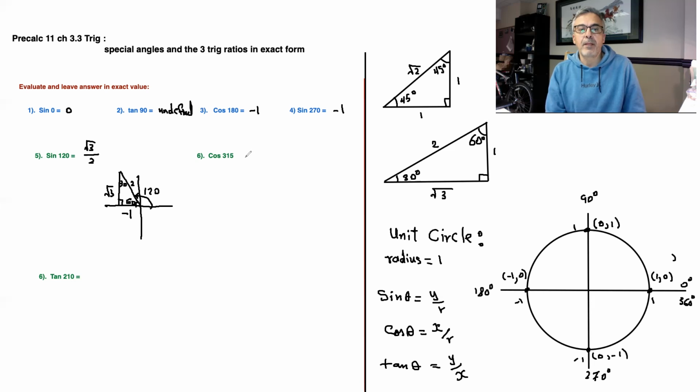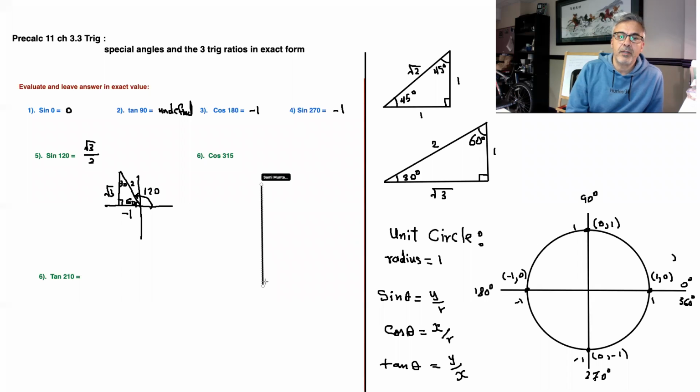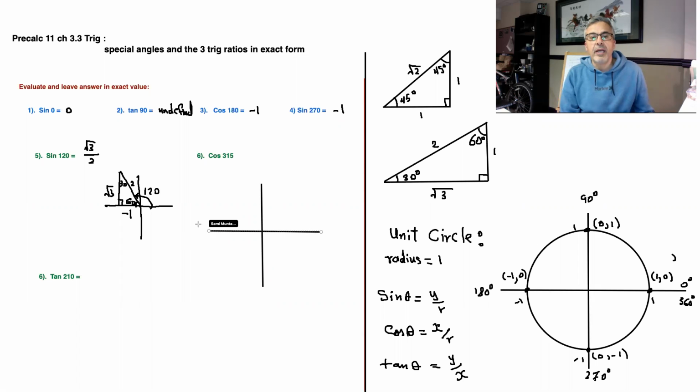Next, cos 315. I'm going to do the same thing, graph 315, and I'll make the picture a little bit clearer. My other one was a little bit fuzzy. This is 0, 90, 180, 270, and then 360. Then 315, if this is 360 and this is 270, then 315 must fall in this quadrant right here. And then it's about here, 315.